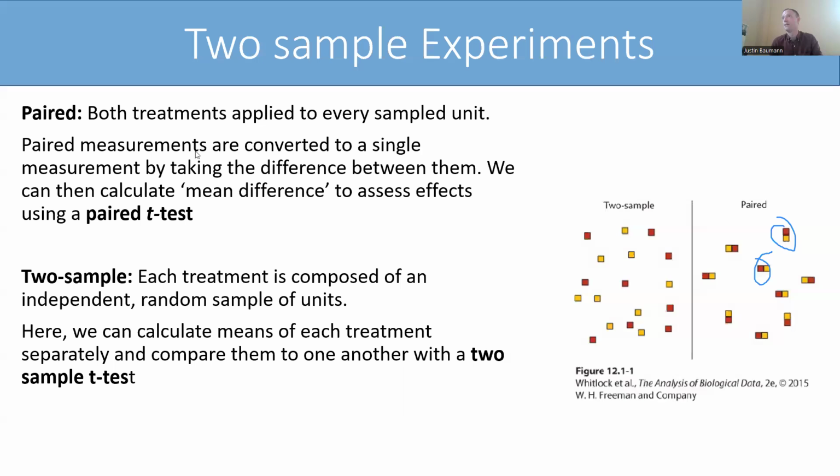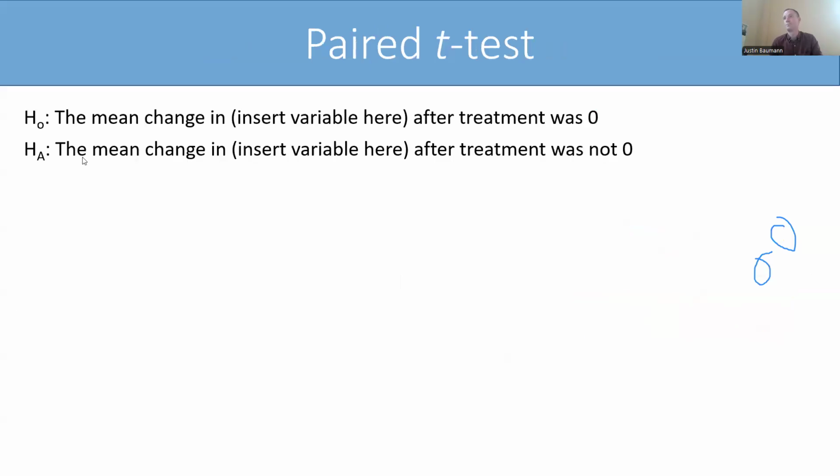So we're then saying the mean change in variable after treatment was 0. And the alternative would be it was not 0. So it's still two-tailed. We could go positive or negative. It could be a positive effect or a negative effect of treatment. And we set it up like this.